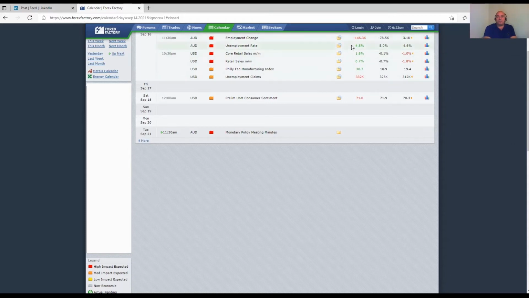Anyway, let's go back. So we had this unemployment rate come out, but then later that night, we also had retail sales coming out on the US side, and we also had Philly Fed manufacturing and unemployment claims all coming out on the US side. So let's just go in and have a look. I'm just going to share that with you now. Let's have a look at the charts again.